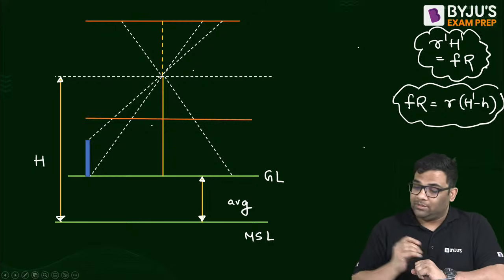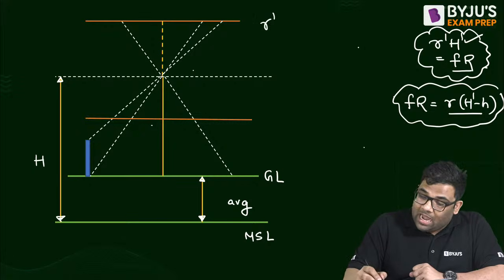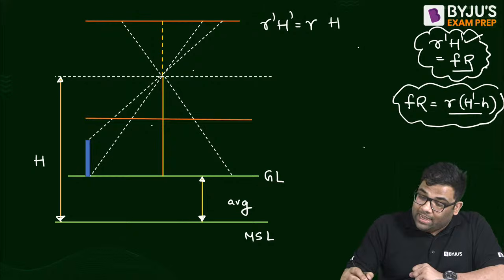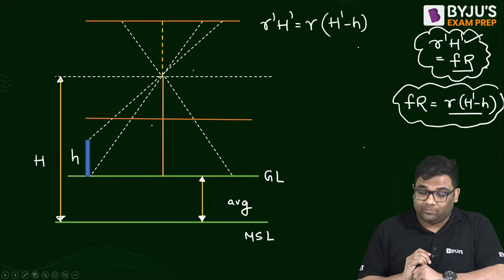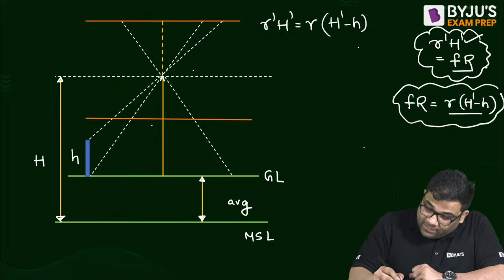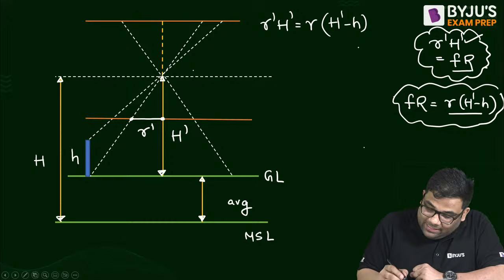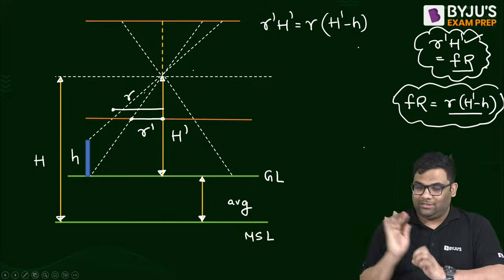Now you see, I can equate these two, right? F R is equal to this, and F R is also equal to this. So I can equate R dash H dash is equal to what? R into H dash minus small h. Small h is the height of the tower. H dash is this one, right? This is R dash, and this is your R.